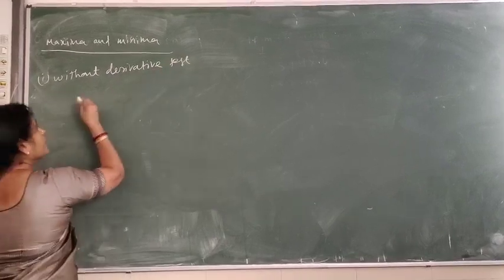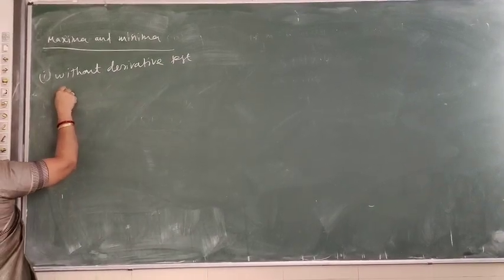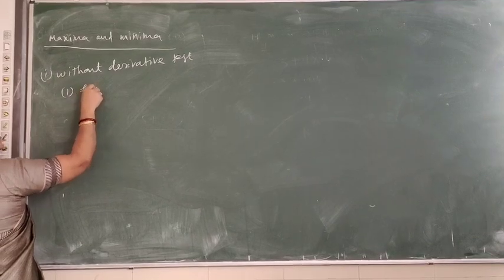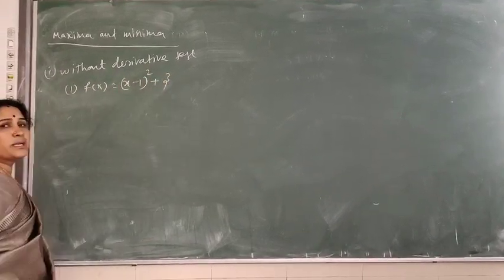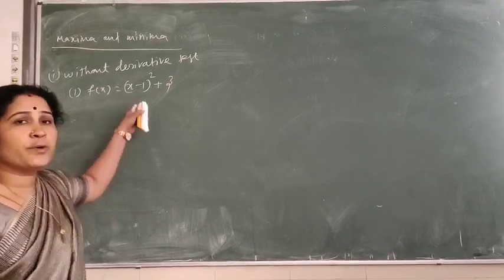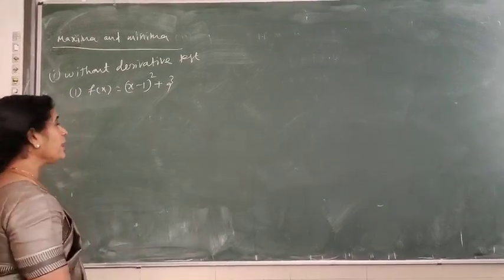So for example, let me give you 2 examples. Example 1. f of x equal to, suppose if they say, (x minus 1) whole square plus 3. Find the maximum or minimum value for this function. Maybe 1 or 2 more questions they can ask.